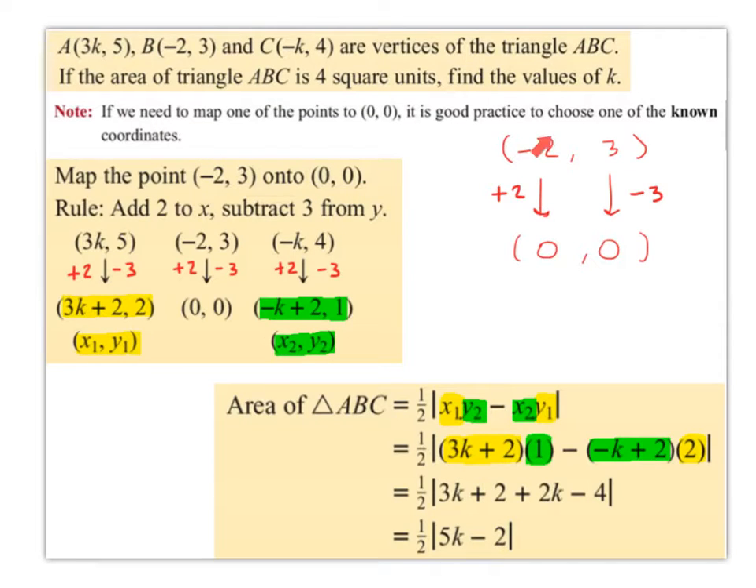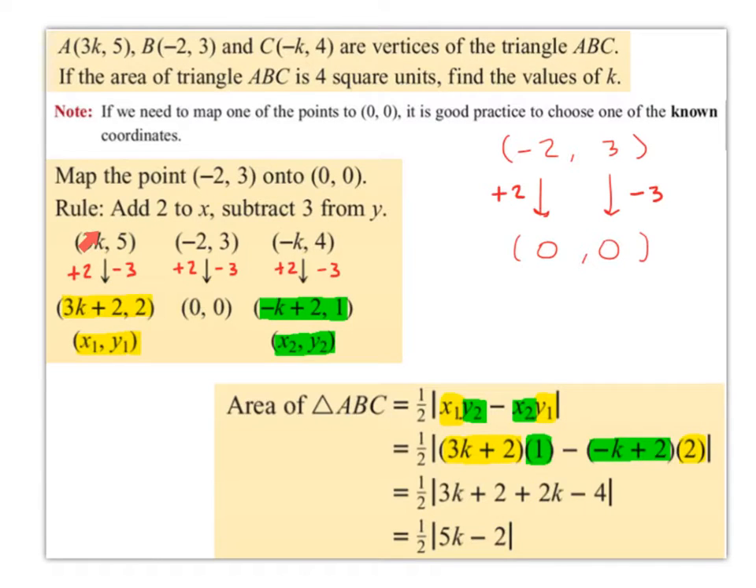So our x value minus 2, to get to 0 we have to add 2. So we're going to have to add 2 to all our x values. And our y value 3, to get to 0 we have to minus 3. So we're going to have to minus 3 from all our y values. So we add 2 to the x's, we subtract 3 from the y's.